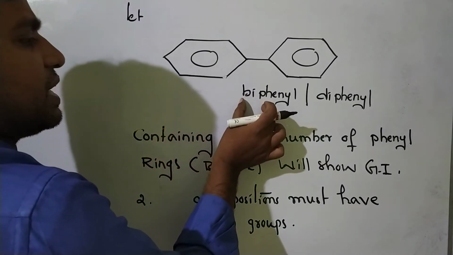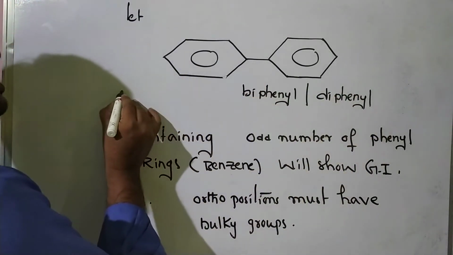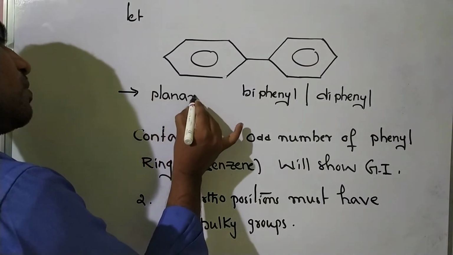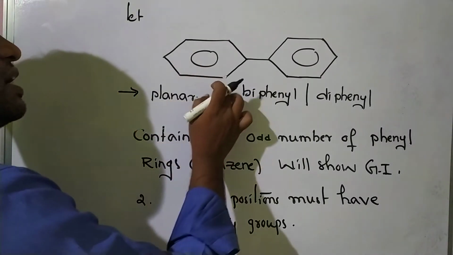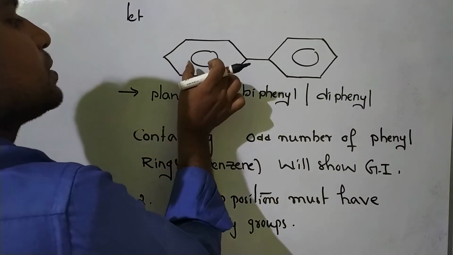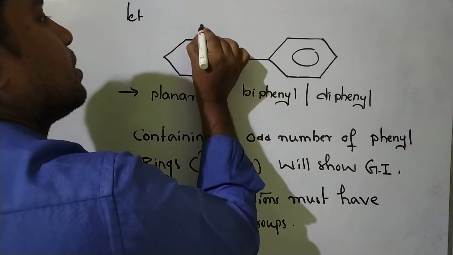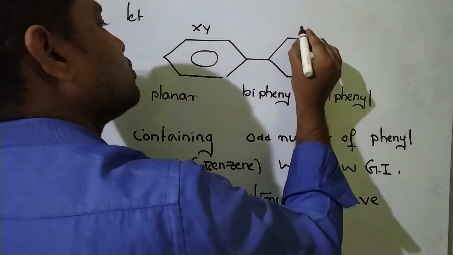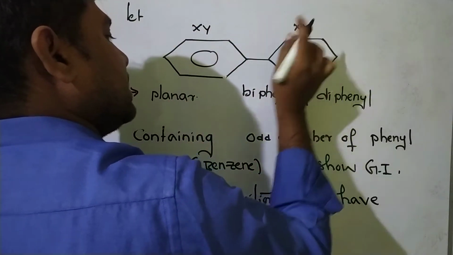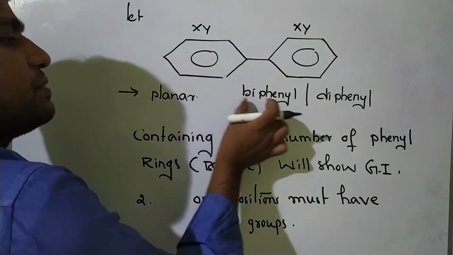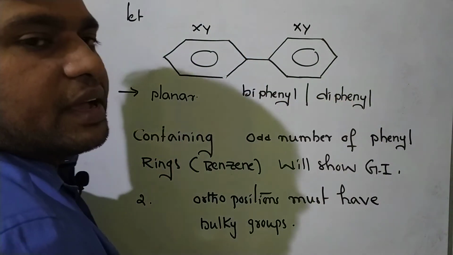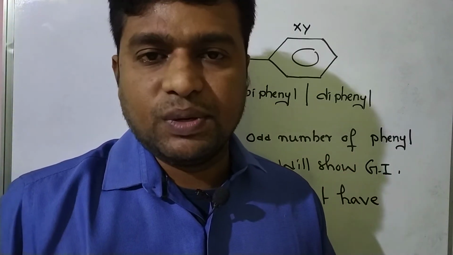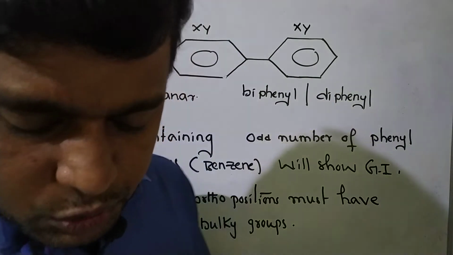Generally biphenyl or diphenyl is a planar molecule. Why? Because this benzene ring is present in the XY plane, and the second benzene ring is also present in the XY plane, same plane. Hence the biphenyl or diphenyl is considered as a 100% planar molecule. Okay, understand?